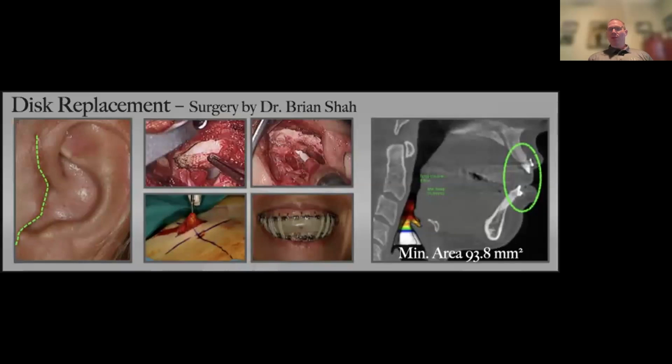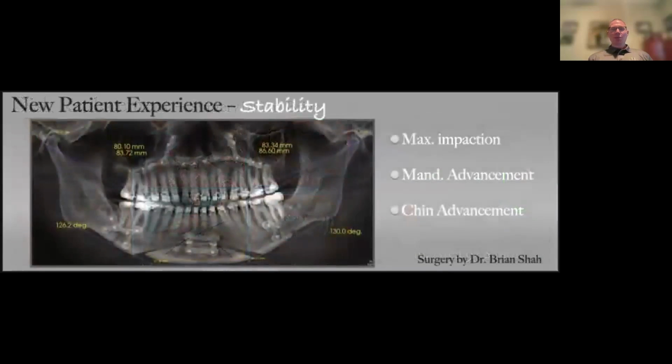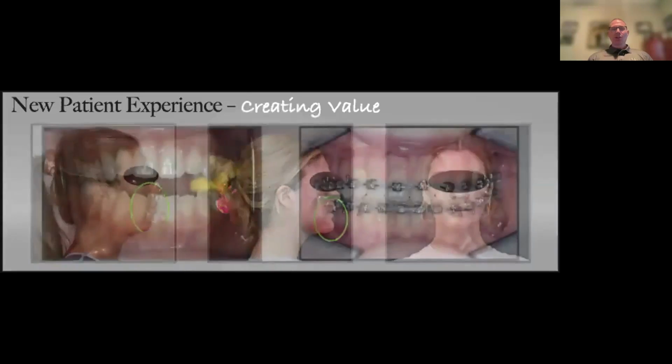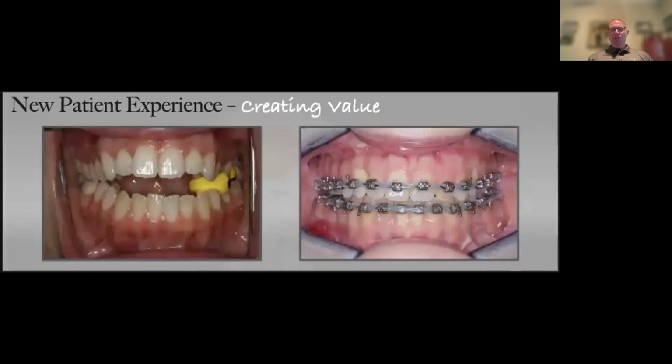So after we knew there was stability in the system, she went back to Dr. Shaw and he did a maxillary impaction, mandibular advancement, and a chin. If you look at the results of Mary Claire, you can see her profile is completely changed and she doesn't have that long face anymore. And her occlusion is actually closed.